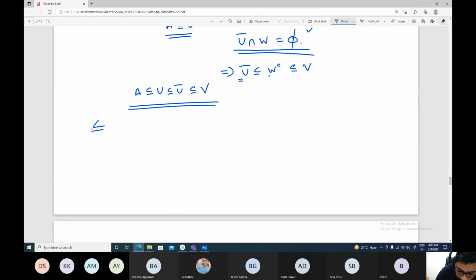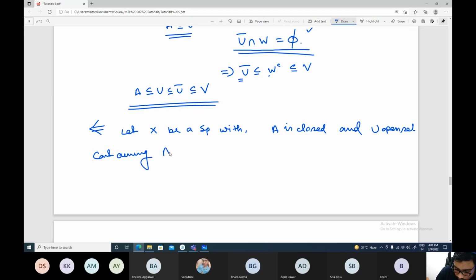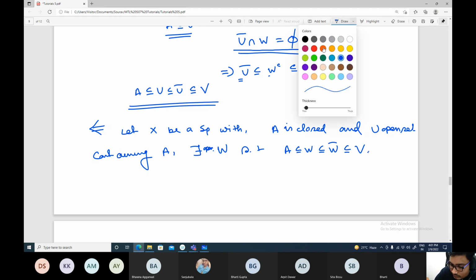So what about the reverse one? Suppose this condition holds. Let X be a space with the property that whenever A is closed and U is an open set containing A, there exists some open set W such that A is a subset of W, and W closure is a subset of V, right? To prove that X is normal.